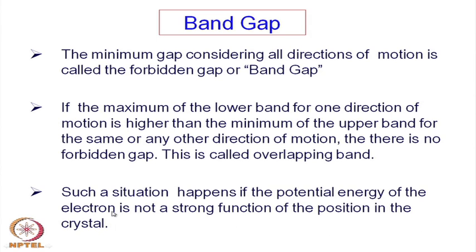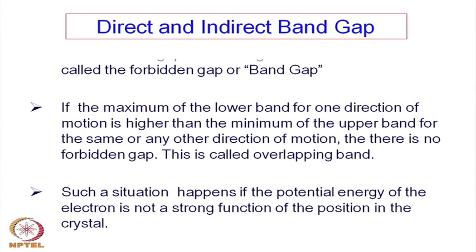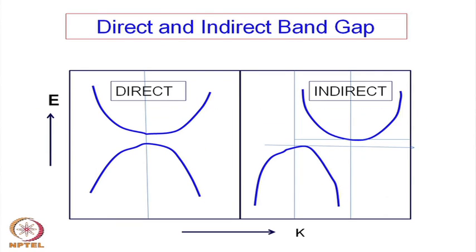Okay. So, it depends on what the variation is, whether it is a very strong, drastic variation, or a very shallow variation. Depending on that, we may or may not expect an overlapping band. We are talking about band gaps, and the band gaps are very, very important.